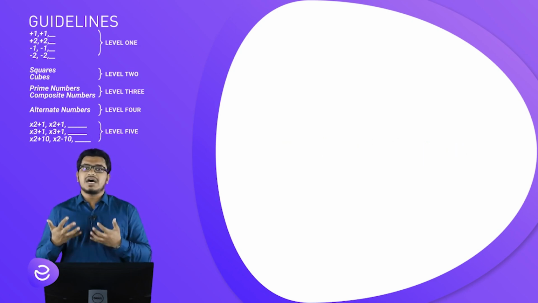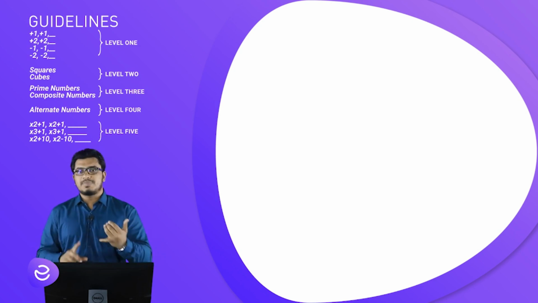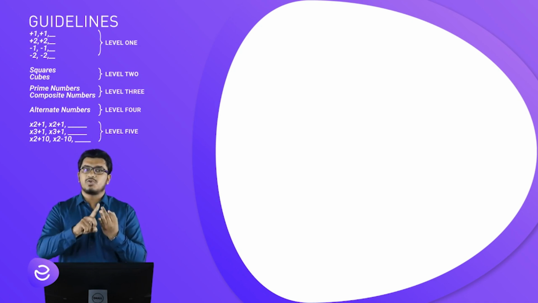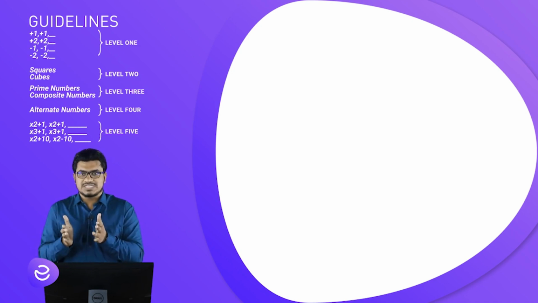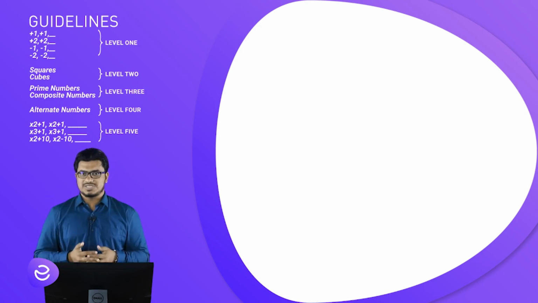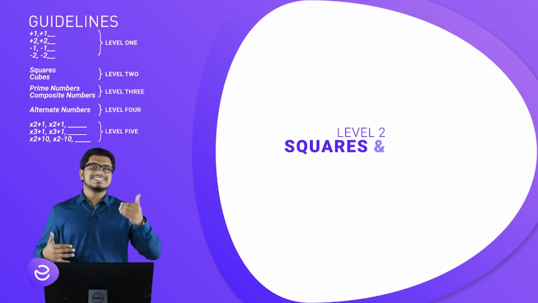Now there are some other questions which are not based on differences. You get squares, you get cubes. So the first one, the +1, +2, -1, -2, +3, +4, +5, all those difference questions, we call it a level 1 question because those are the simplest questions. Coming on to level 2 questions, we have the squares and the cubes.